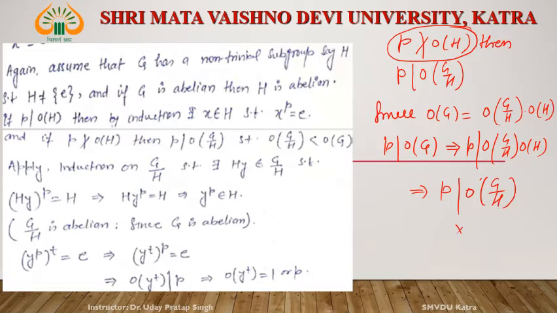If this does not happen, it means p does not divide the order of G. But we know that p divides the order of G. This is the statement of the theorem. Okay, then p divides the order of G/H.